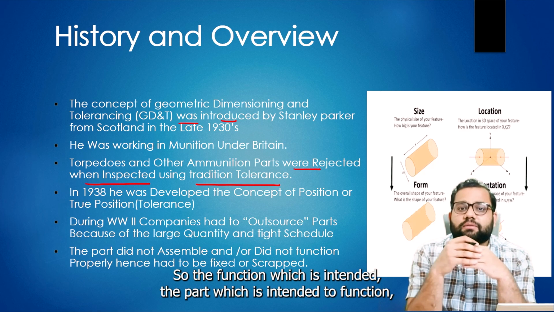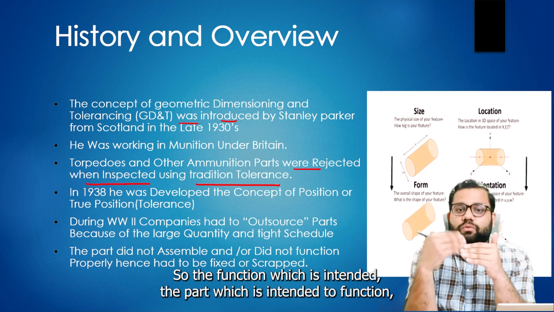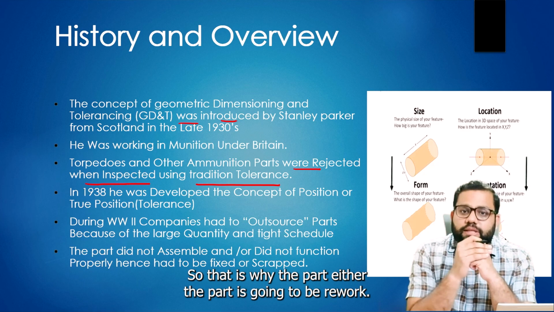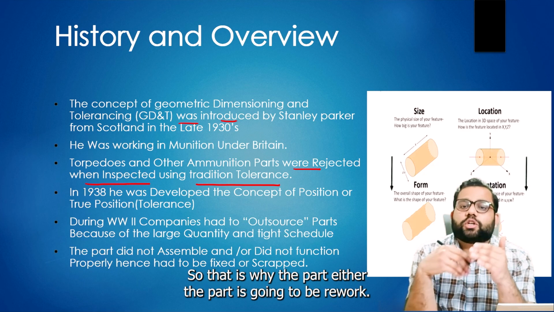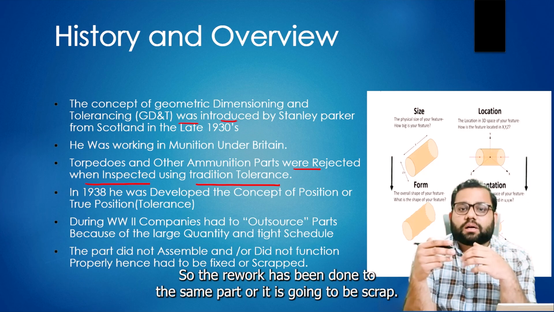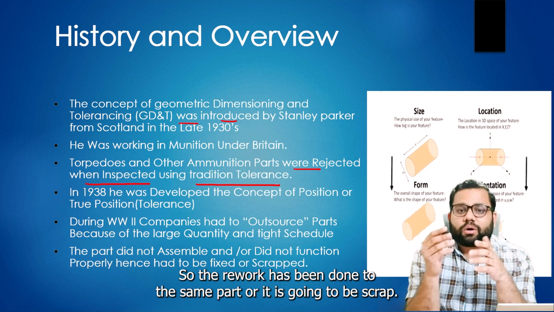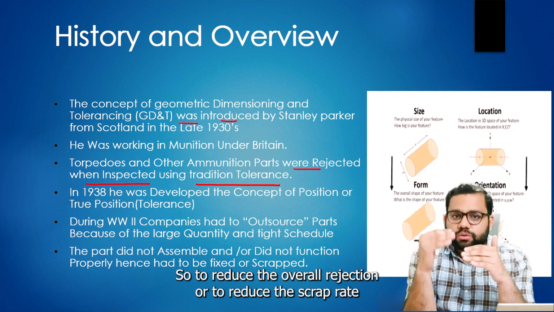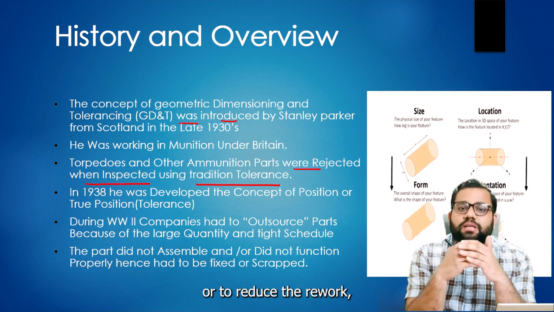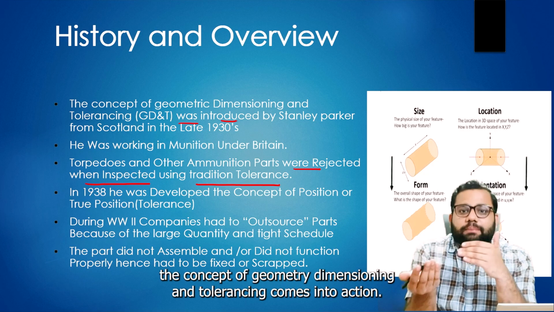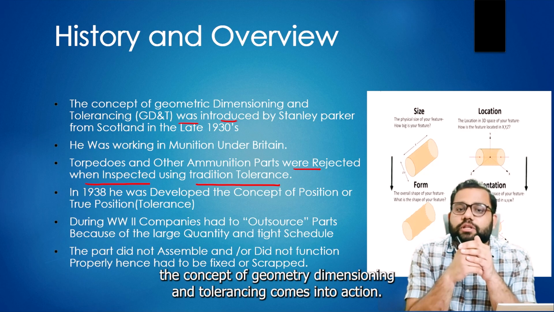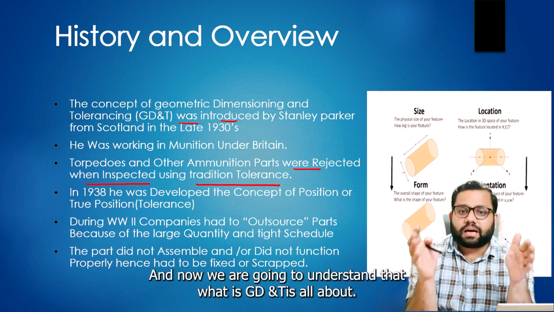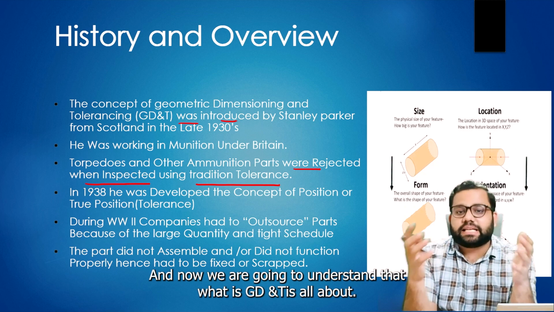Okay, so the part which is intended to function is not performing the required function. So that's why the part is either going to be reworked, okay, so the rework is done on the same part, or it is going to be scrapped. Okay, so to reduce the overall rejection, or to reduce the scrap rate, or to reduce the rework, the concept of geometric dimensioning and tolerancing comes into action. Okay, so this is the brief history, and now we are going to understand what GD&T is all about.